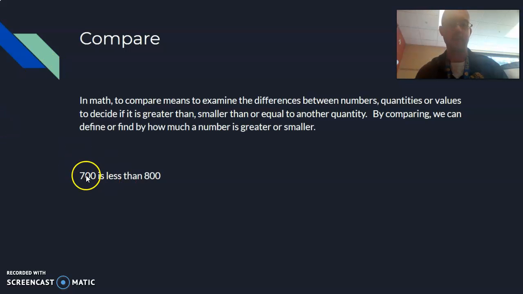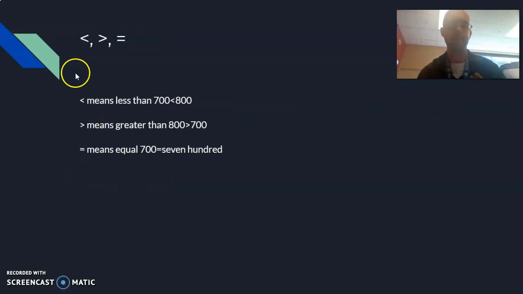For example, comparing 700 and 800. 700 is less than 800. We use these symbols to compare. I always think of them as a mouth eating the bigger number.